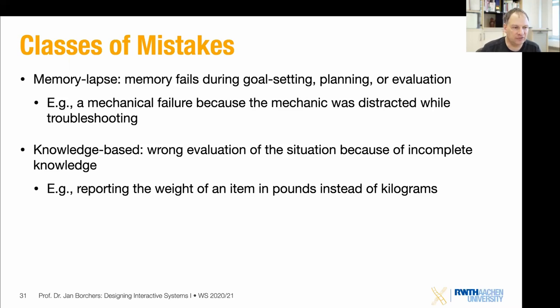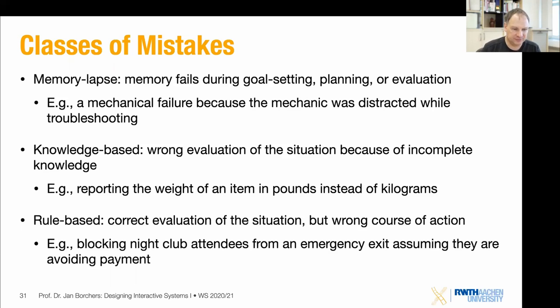The third example of mistakes are rule-based. So you look at a situation, you evaluate it, and you choose the wrong course of action. So for example, you might be the bouncer at a nightclub, and people are heading for the emergency exit, and you think, oh, these people just want to avoid paying the bill that they've racked up in the nightclub, but they're actually fleeing because there is an emergency.